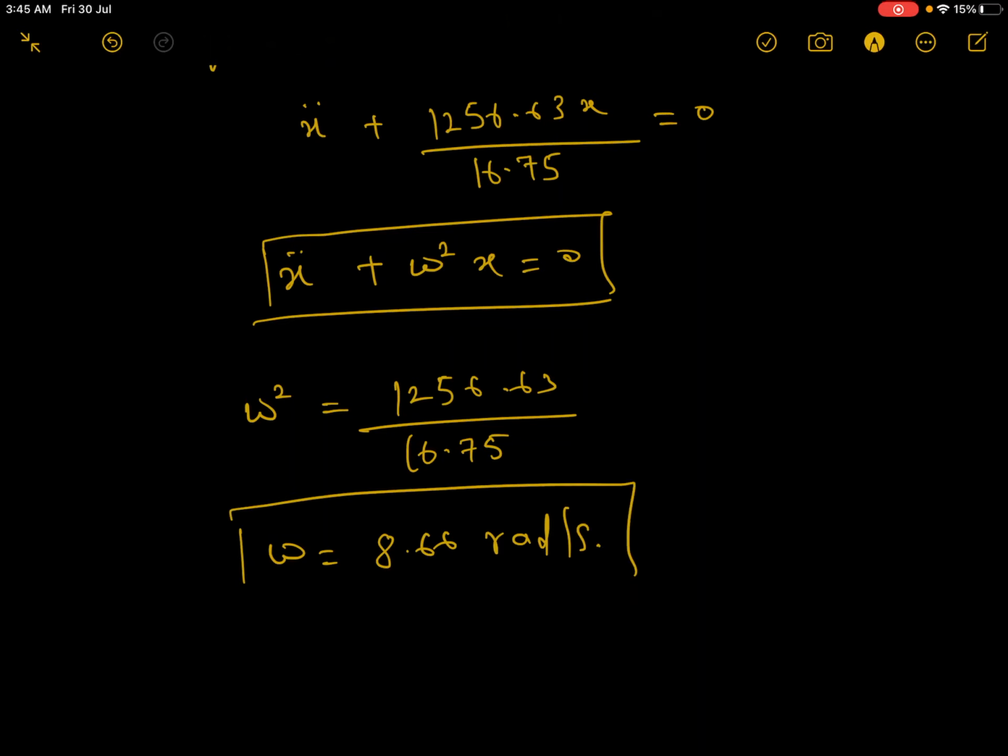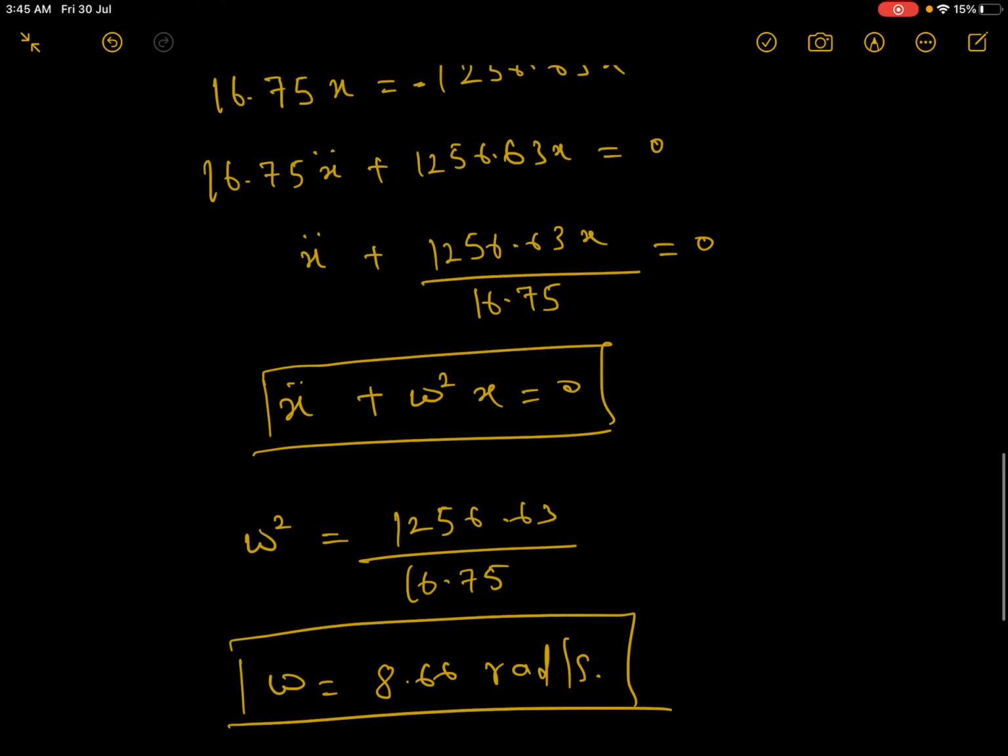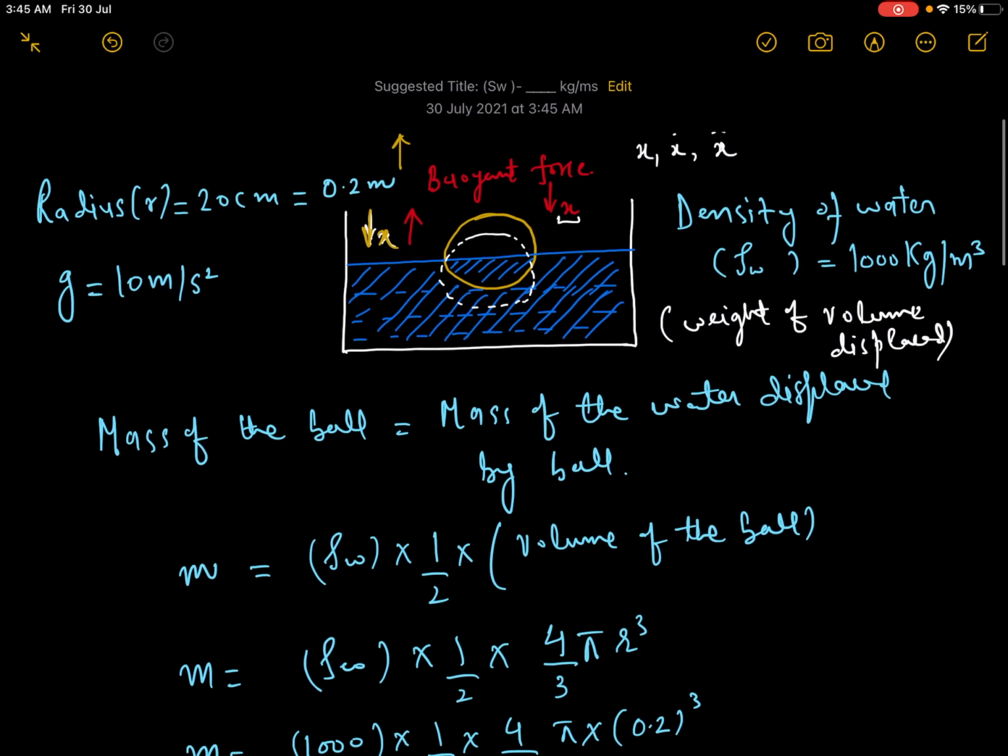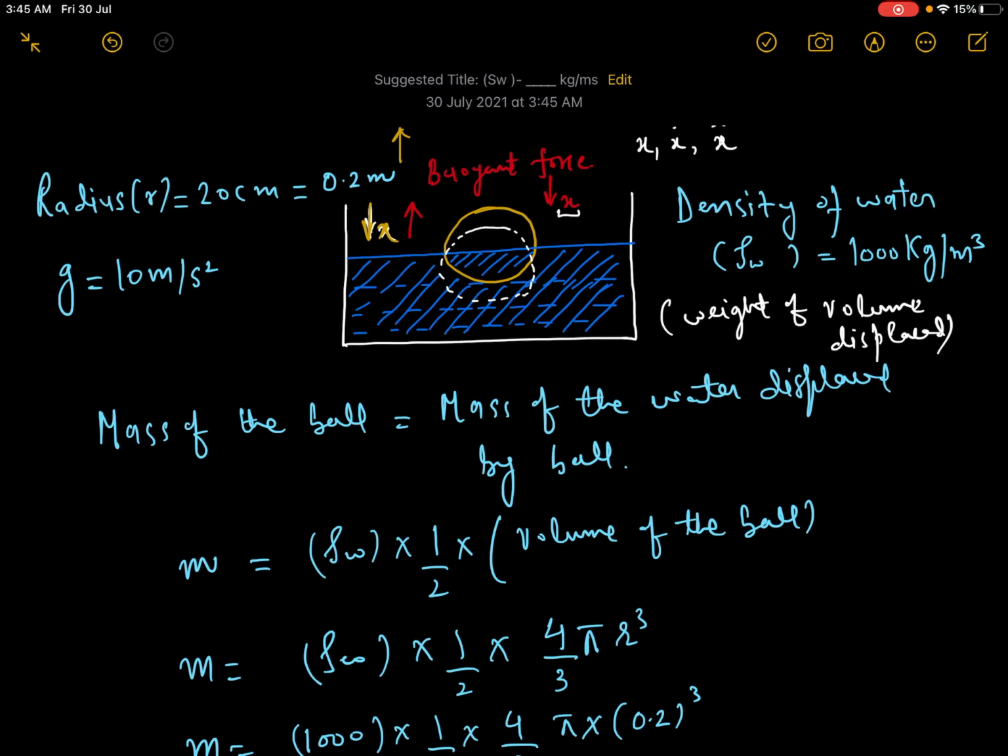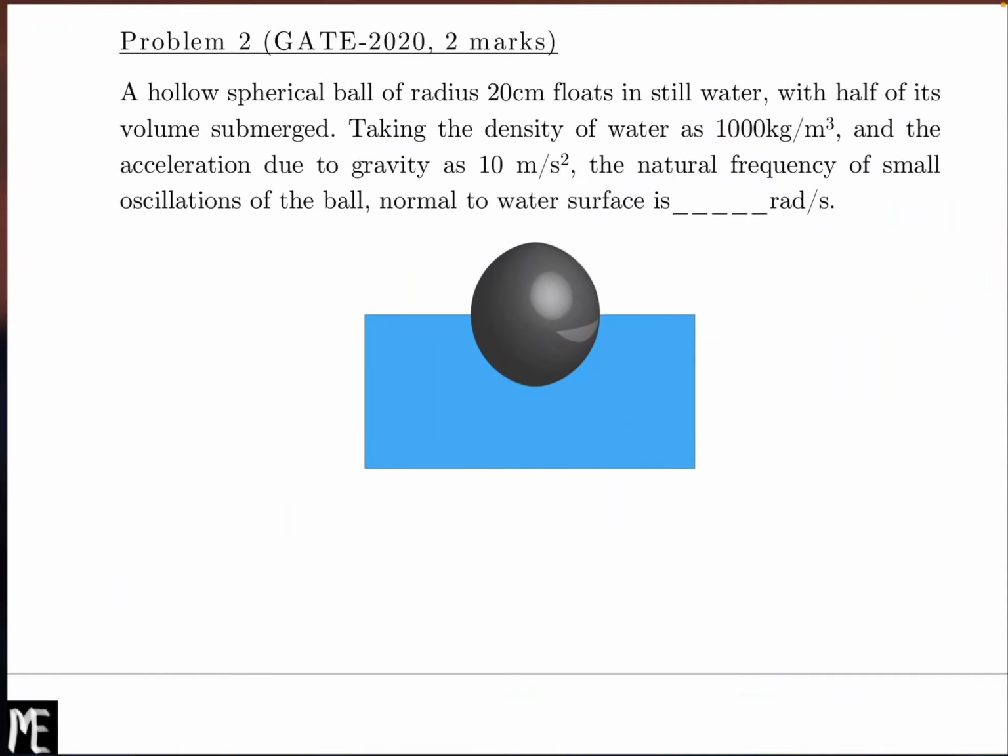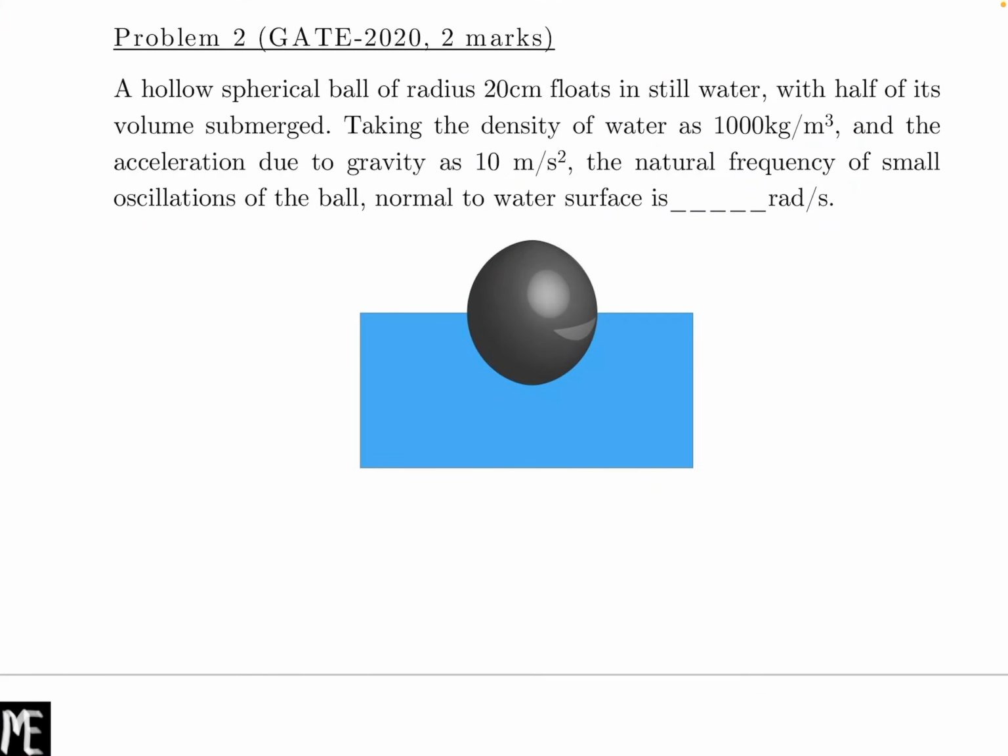So let's review the problem again. We have been given a hollow spherical ball of radius 20 centimeter that was floating in still water with half of its volume submerged. And we were given the density of water as 1000 kg per meter cube, and the acceleration due to gravity as 10 meter per second square. We have to calculate the natural frequency.